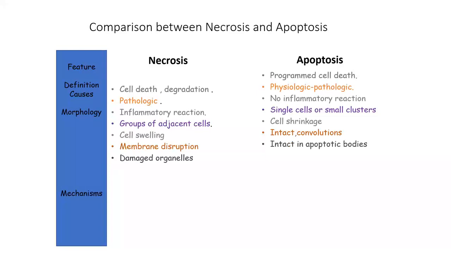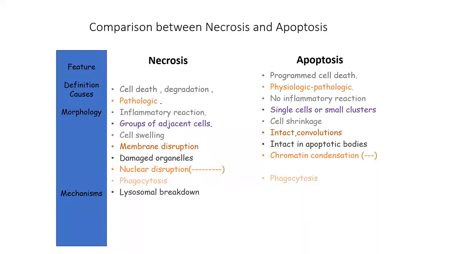Necrosis shows cell swelling. Apoptosis shows cell shrinkage. Membrane is disrupted in necrosis, but it is intact with convolutions in apoptosis. There are damaged organelles in necrosis, but in apoptosis they are intact within the apoptotic bodies. The nuclear disruption in necrosis includes pycnosis, karyorrhexis, and karyolysis. Also, we have chromatin condensation in apoptosis in the form of pycnosis and karyorrhexis. Phagocytosis occurs in necrosis, and it occurs also in apoptosis. All dead cells are phagocytosed eventually.